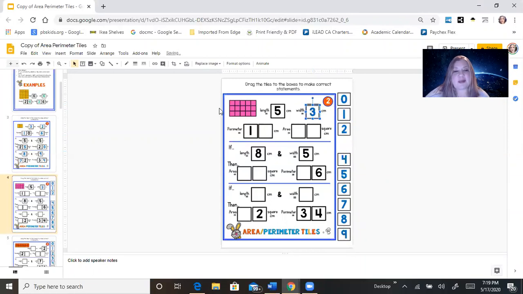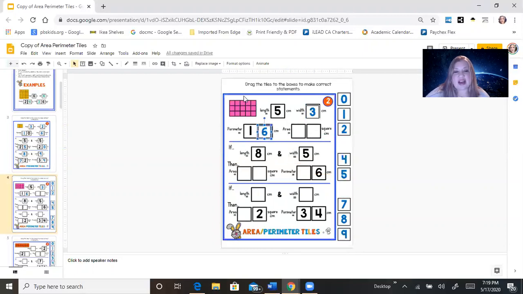And we talked yesterday about how perimeter is just the measurement around. So if we have 5 and 5, that's 10. And then if we have 3 here, that's 13, and 3 more is 16. So perimeter should be 16. You can also easily just count your way around.